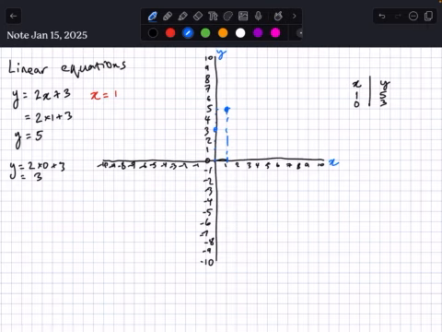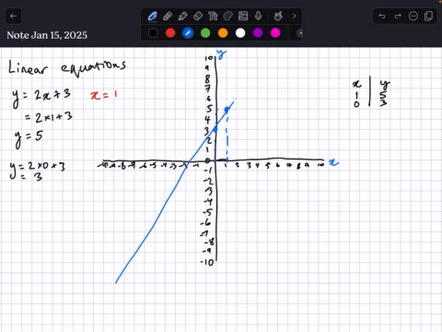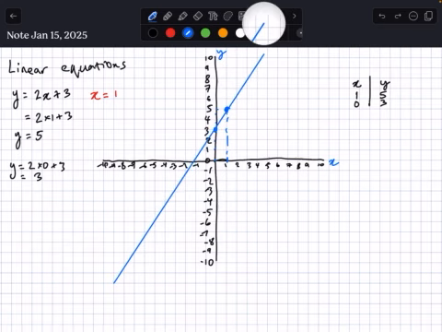Now, for linear equations, to make a line, you only need 2 points. 2 points is enough to make a line for a linear equation. You can have as many points as you want, but you only really need 2 points to make your line. So since we have 2 points, we can go ahead and draw a straight line through these 2 points. Obviously, you should use a ruler if you have one, but I am drawing on my iPad, so this is good enough.